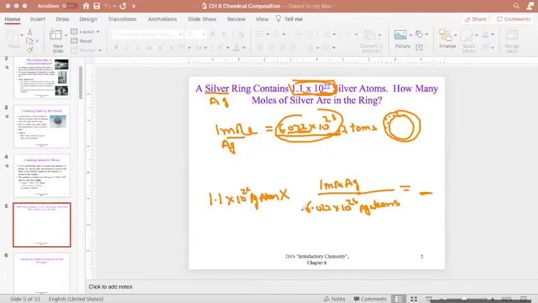So if you divide these two numbers, solve using your calculator, 1.1 times 10 to the 22 divided by 6.022 times 10 to the 23, you will get an answer something like this: 1.8266 times 10 to the power negative 2 moles. Because silver atom will get cancelled, the only unit left is mole, right? We already did this thing.